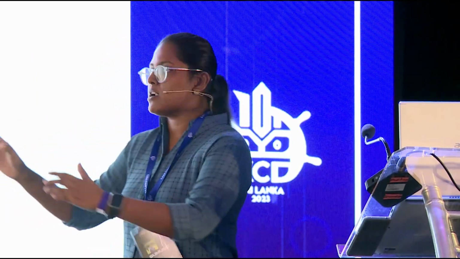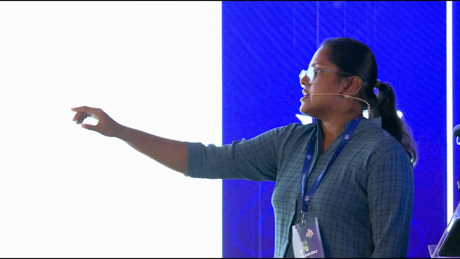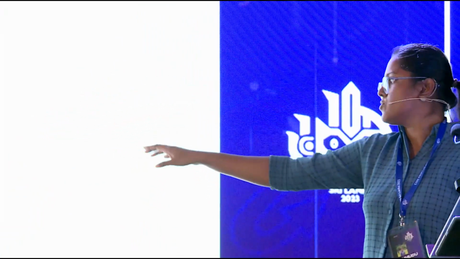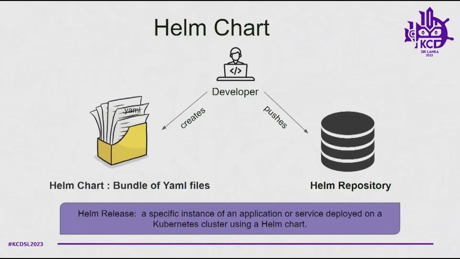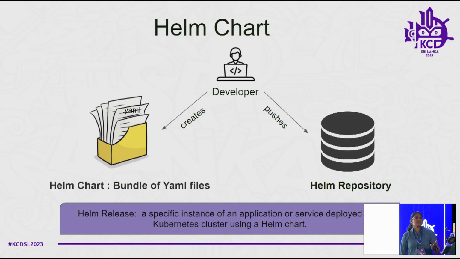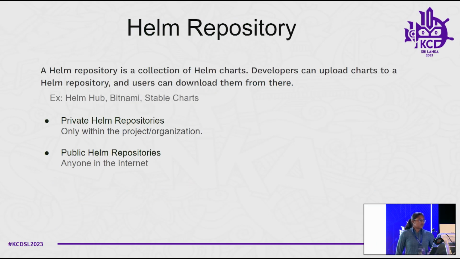So the Helm chart is a bundle of YAML files for a particular application, and the developer creates a Helm chart and pushes it to a Helm repository. The Helm repository is the place where all the Helm charts are going to be stored. Before moving forward, I will introduce another terminology that is commonly used in the Helm world, that is the Helm release. A Helm release is a running instance of a Helm chart. After installing a Helm chart, it will result in a Helm release in a Kubernetes cluster.